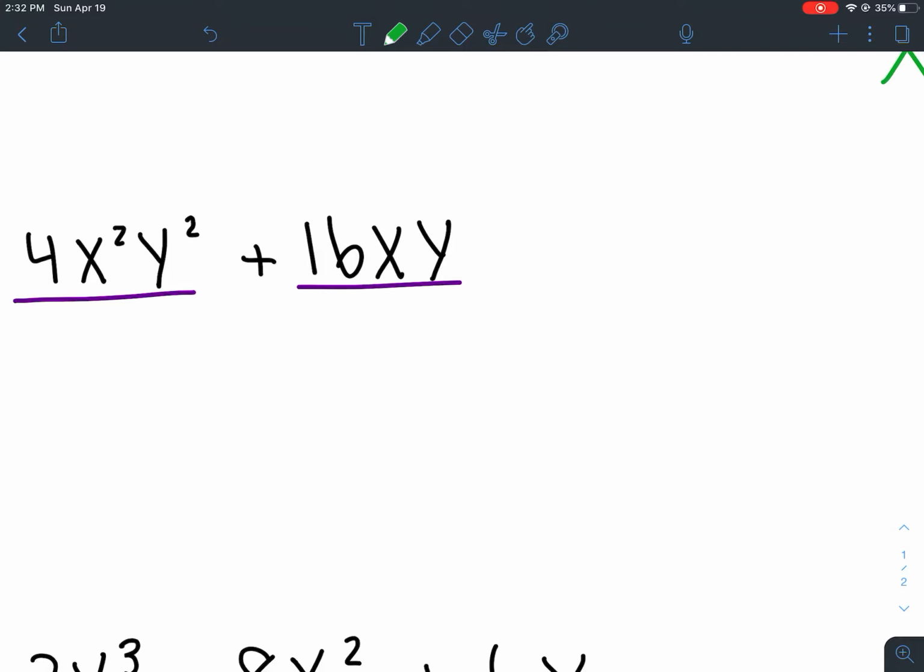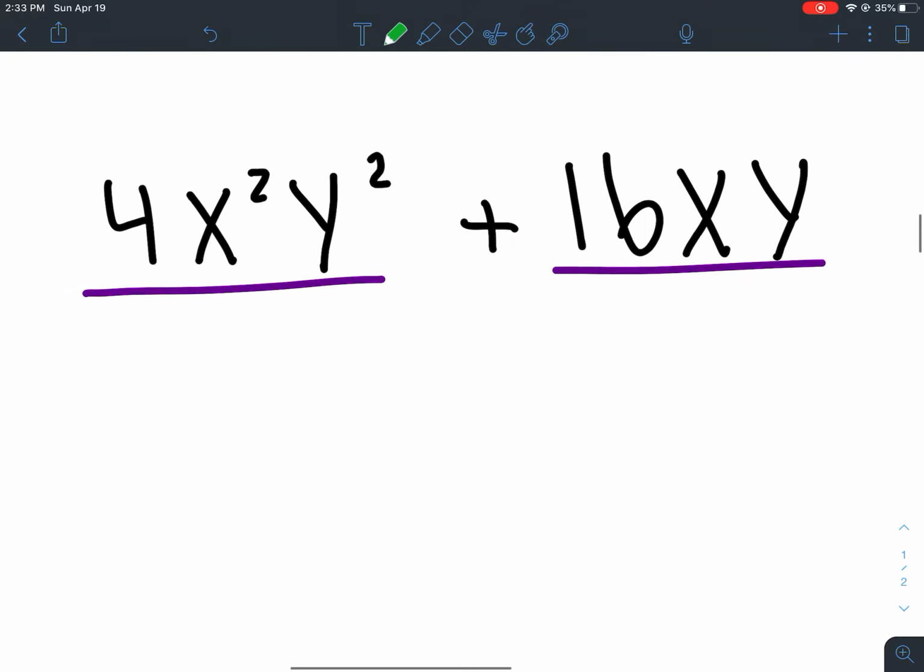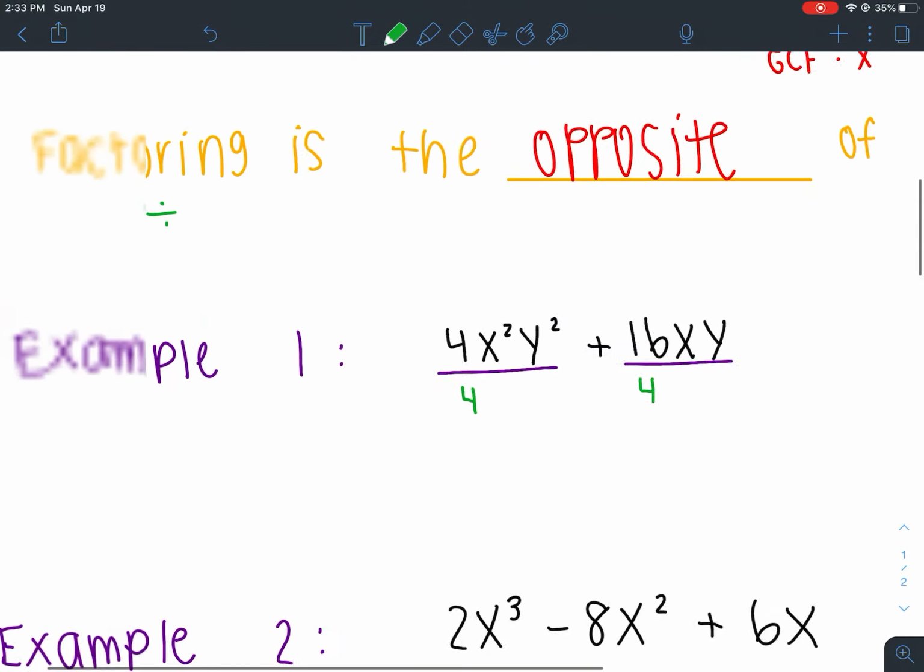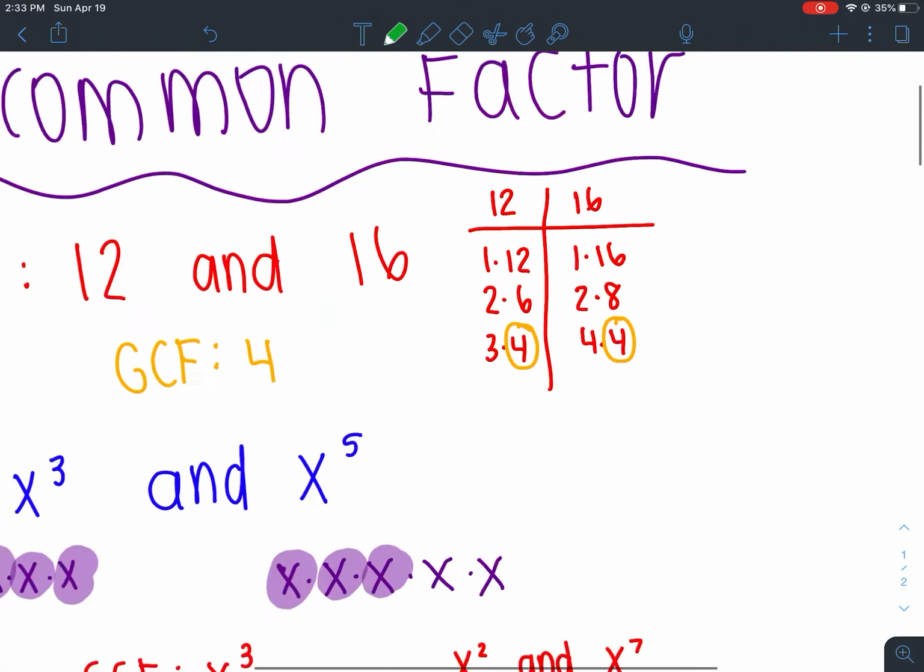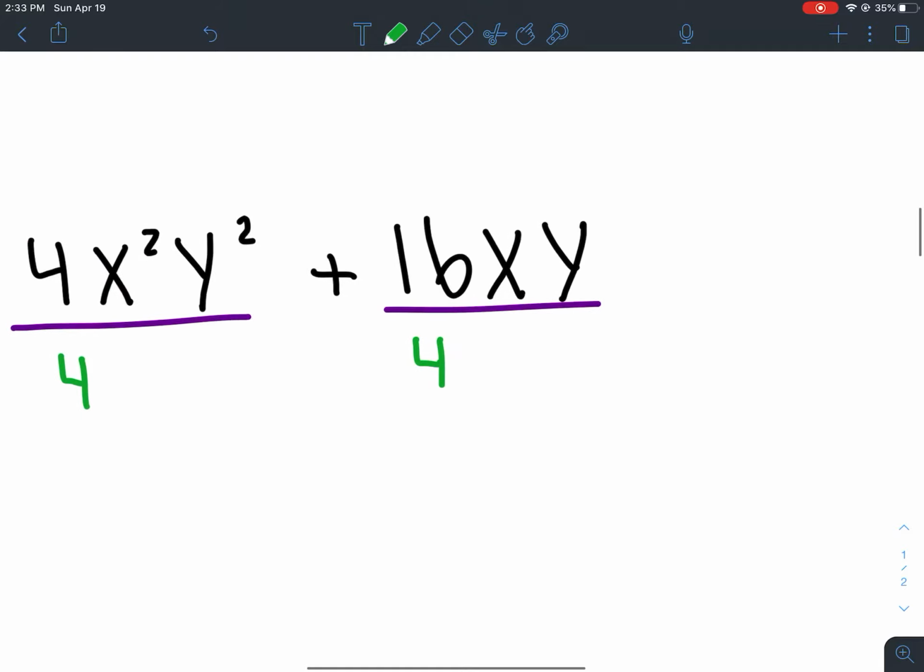So the first thing I look at is the regular number in the front, the coefficient. My numbers in the front are 4 and 16. What's the biggest number that goes into both? The biggest number that divides into both is going to be 4, right? If I were to make a chart up here of all of my factors, the biggest number that goes into both is 4. So that's what I write down on both. I'm going to write down the exact same thing on both because anything I do to one, I have to do to the other.